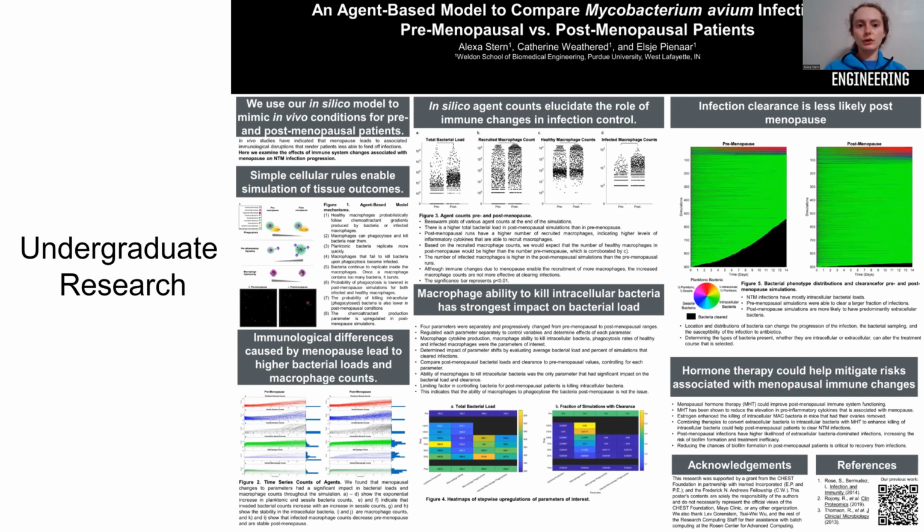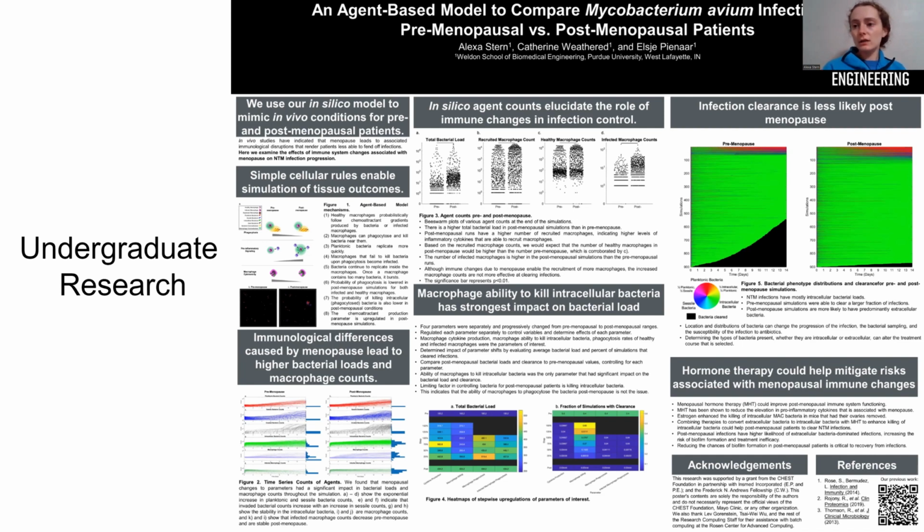And so what we really started with was building the basics of the agent-based model, inputting different parameters for the model, like immunological parameters, and that's shown on the left side of the model. We also looked at a couple of different rules that we used, such as healthy macrophages probabilistically follow chemoattractant gradients produced by bacteria or infected macrophages.